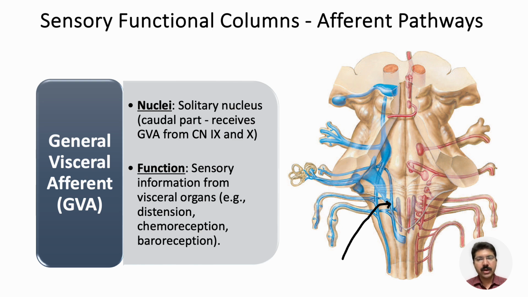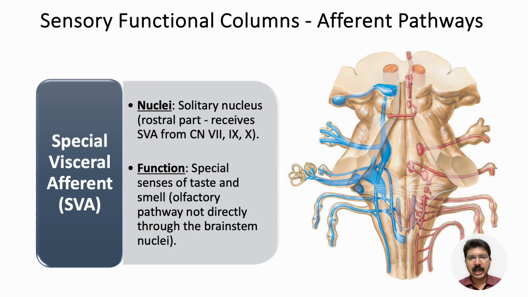These GVA neurons often have close anatomical and functional associations with the GVE neurons, which control motor output to the viscera, reflecting the importance of sensory feedback in regulating visceral functions and reflexes.